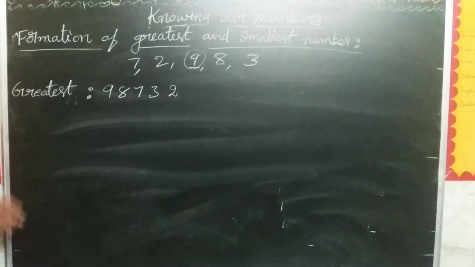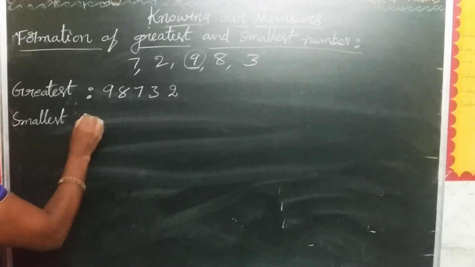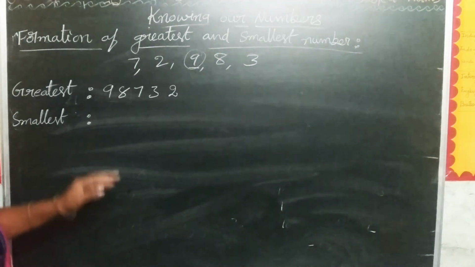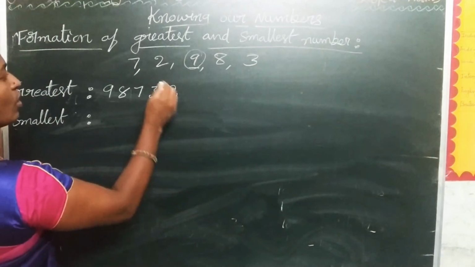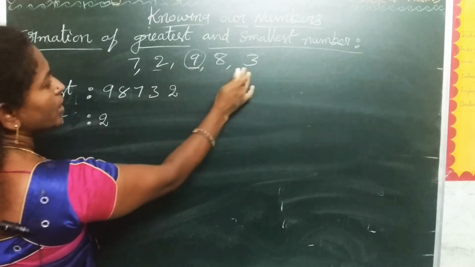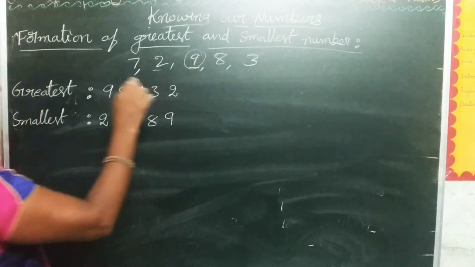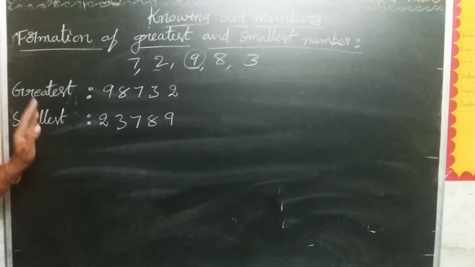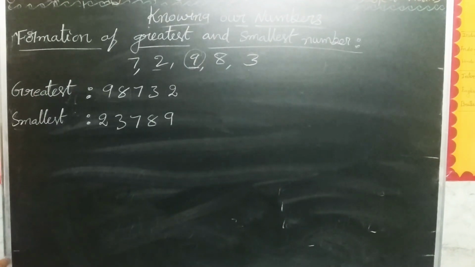Okay. Next one, the smallest number. The smallest number means arranging the digits in ascending order. Ascending order means arranging the digits from small to big. See, compare these, which is the smallest? 2 is the smallest, and the next one is 3, next 7, 8 and 9. This is the ascending order of these digits. So now you can form many numbers using these digits. This is the formation of greatest and smallest numbers.